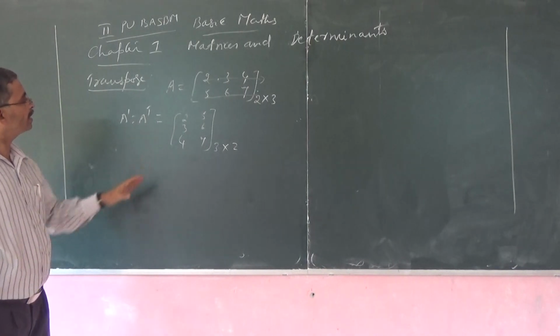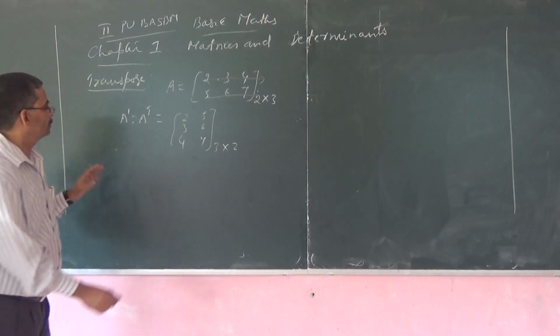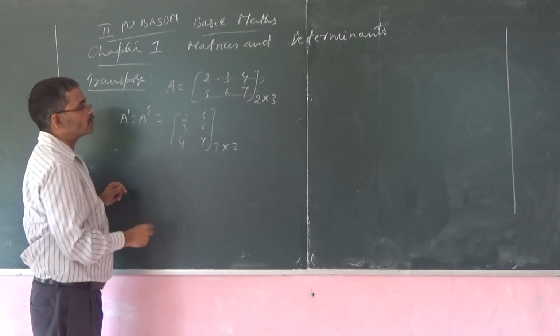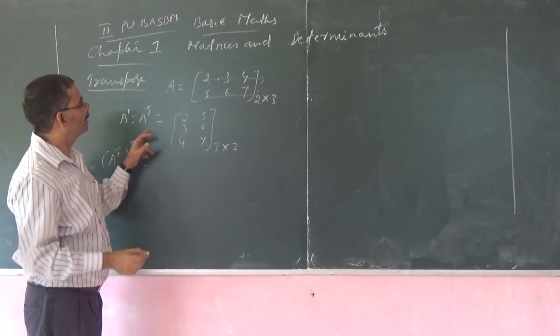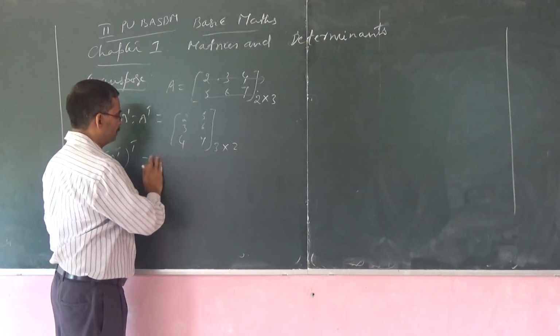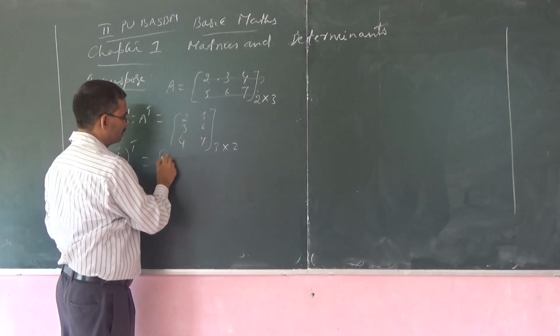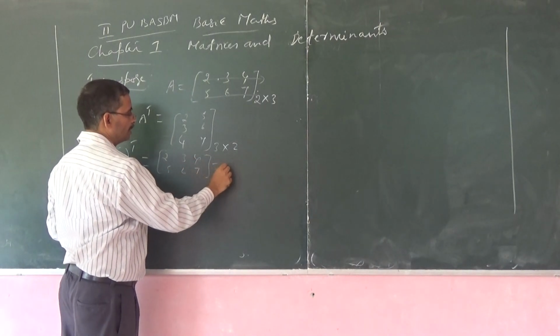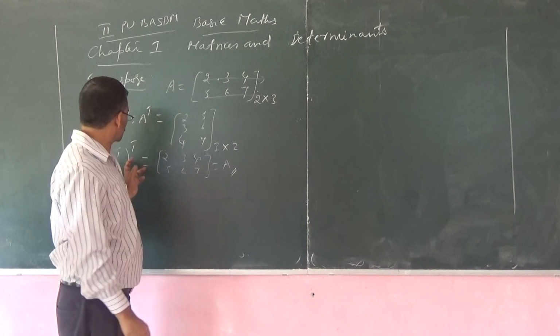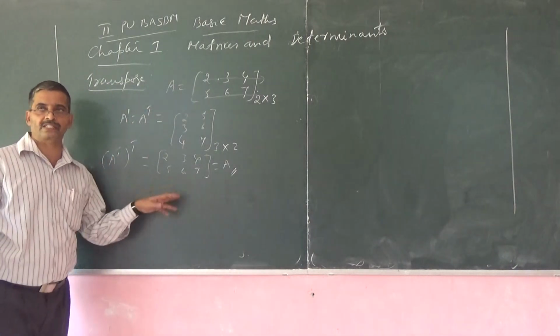Next, we have already seen what is A transpose. A transpose transpose will be, again if you transpose this, it will be the same thing, the original one: 2, 3, 4, 5, 6, 7. So this is nothing but A only. So transpose of transpose will be the original matrix.